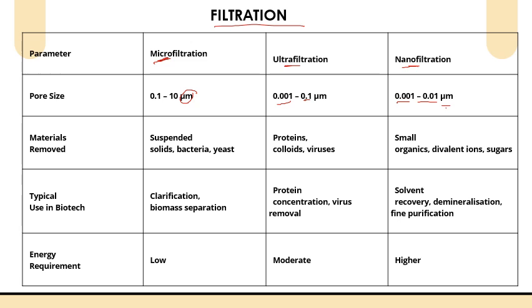So the choice of the membrane here depends on what we want to remove and what we want to retain. For example, microfiltration is very suitable for clarification. Ultrafiltration is suitable for concentration and also purification of the biomolecules, whereas nanofiltration is suitable for separation involving small organics and also salts. So to choose which one is suitable depends on what products we want to retain or separate at the end of the downstreaming.